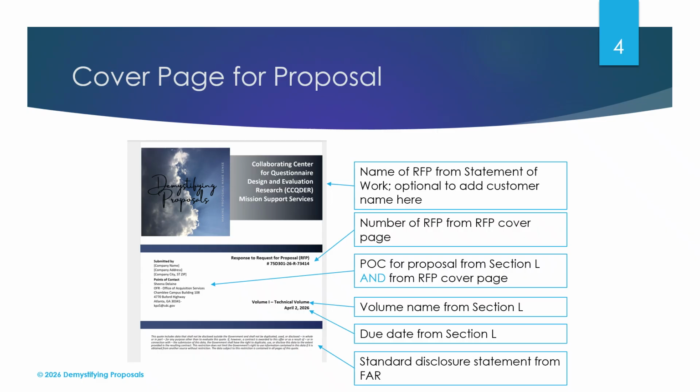So using all of this information, here's an example of what a cover page might look like. We put the name of the RFP from the statement of work at the top. We add the RFP number from the RFP cover page, the point of contact for the proposal from section L and from the RFP cover page is in our point of contact information for the proposal.